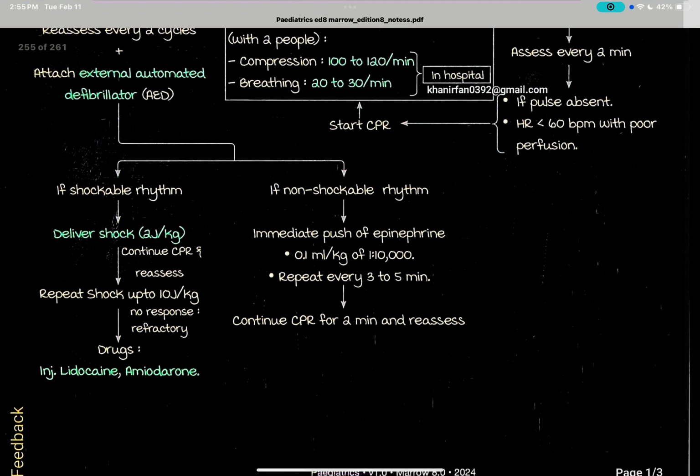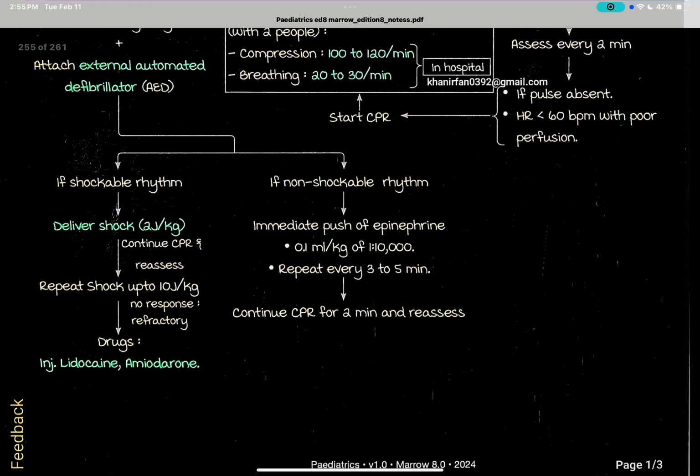If shockable rhythm, deliver a shock of 2 joules per kg, continue CPR and reassess. Repeat shock up to 10 joules per kg. If no response, it is refractory; use drugs like lidocaine and amiodarone.